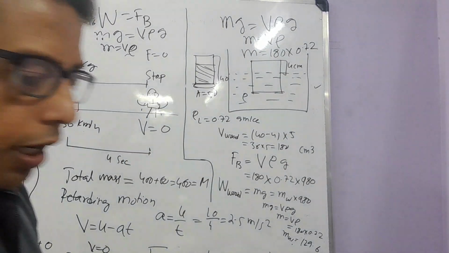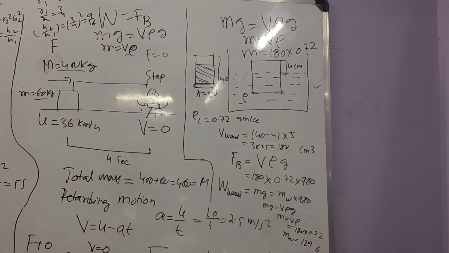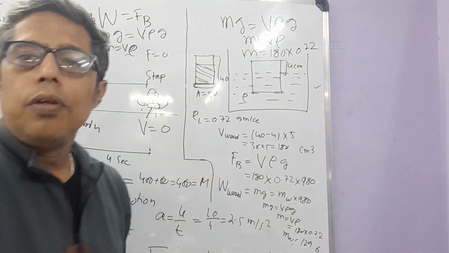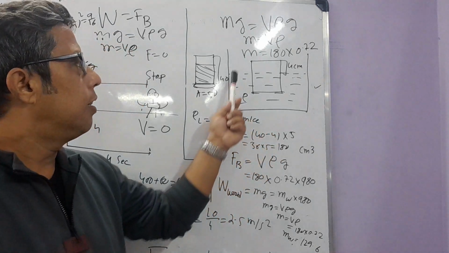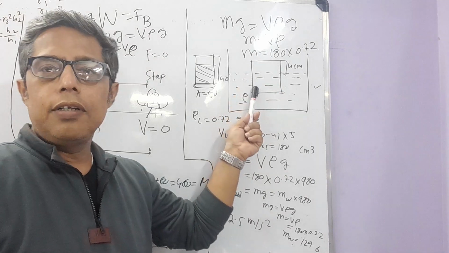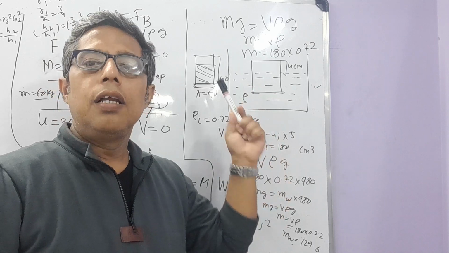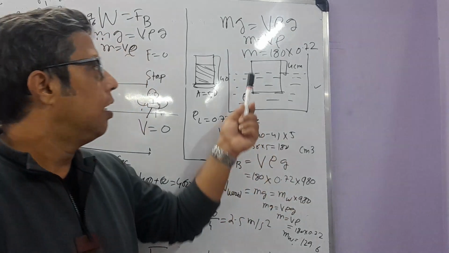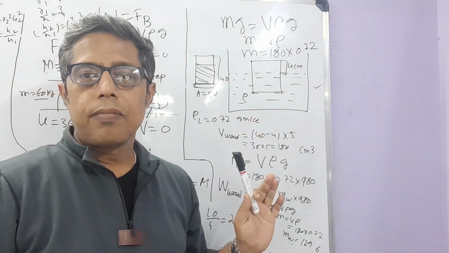So if you see here, this is the liquid of density rho, and this is the wood block having 40 centimeter height. This is floating in the liquid, and how much is it floating? It is partially immersed, 36 centimeter inside the water, 4 centimeter out of water, right?